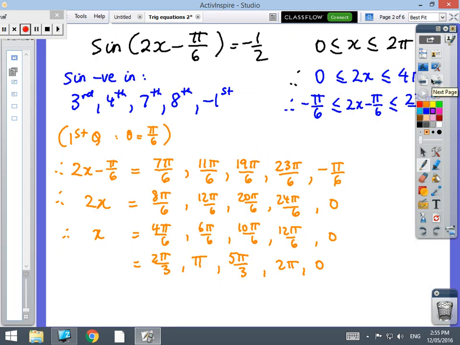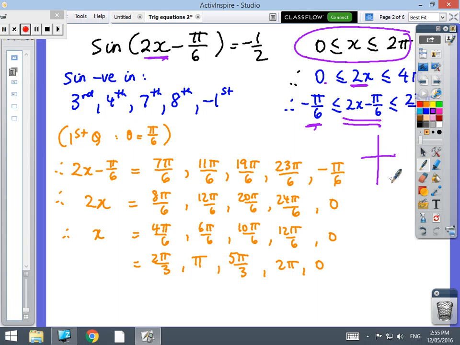Okay, so the next one is one with brackets and a coefficient. Okay, so this is given to you in the question. So first thing we do is we double the x, and then what we do next is we subtract pi on 6 on both ends. So when you subtract pi on 6 from 0, you get a negative number, and negative just means instead of going that way, we're going that way.